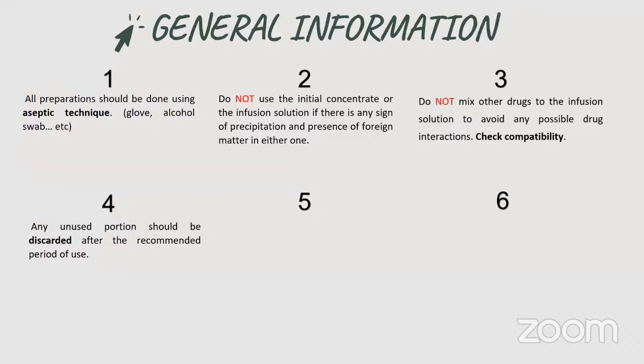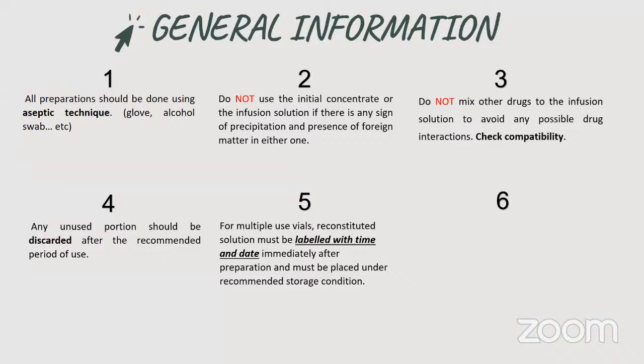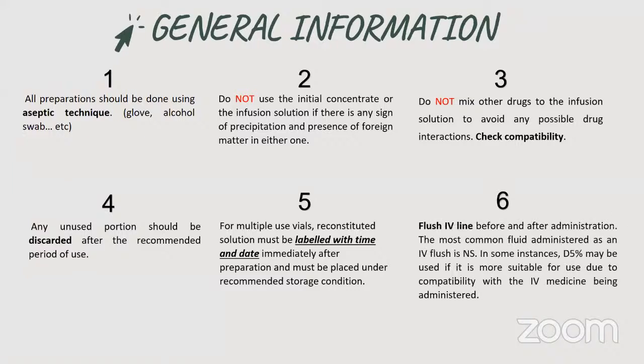Any unused portion should be discarded after the recommended period. This I will discuss in detail later. For a multiple-use vial, once the vial is opened and used for the first time, it's always recommended to label it with time and date, as there is a limited recommended period of use. So you have to calculate from that specific time and date how long you can store the vial. The sixth is not quite common, but some of the medication does require you to flush the IV line before. You should, depending on the compatibility, whether it's a normal line or D5.